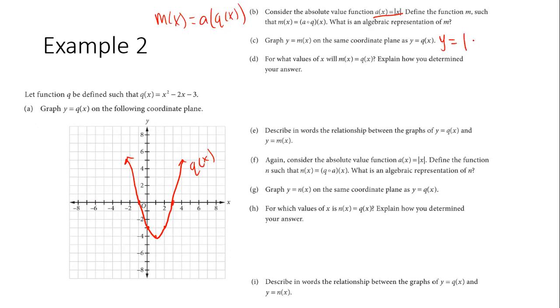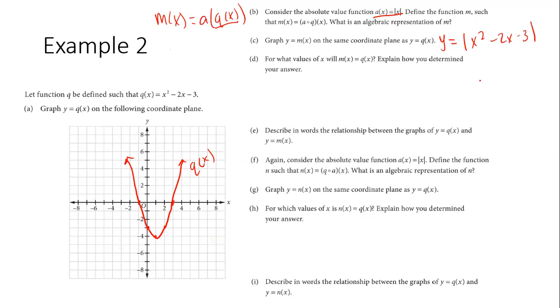Absolute value of X squared minus 2X minus 3. And that's because I'm plugging whatever Q of X is into the absolute value bars. Agreed? All right, so we're going to go graph it and see what happens. Before we go graph it, what do we know should happen? Exactly. All of my negative Y values should go above the X axis.